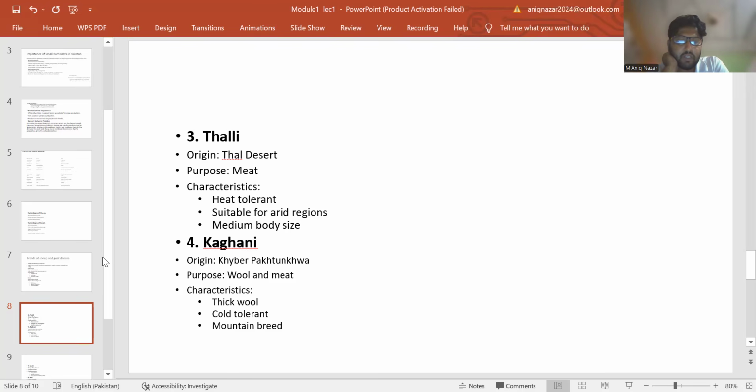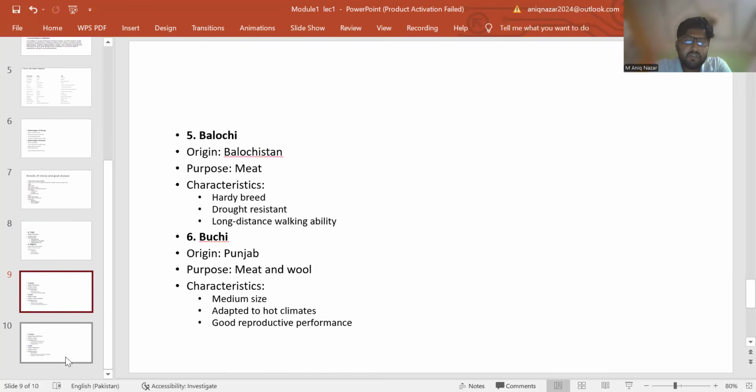Fourth is Kajni. Its origin is KPK. It is also bred for wool and meat. Its characteristics are thick wool, cold tolerant, and a mountain breed. Fifth is Balochi. It is named after Balochistan as it is the main breed of Balochistan sheep. Its purpose is meat, and characteristics are hardy breed, drought resistant, and long distance walking ability.